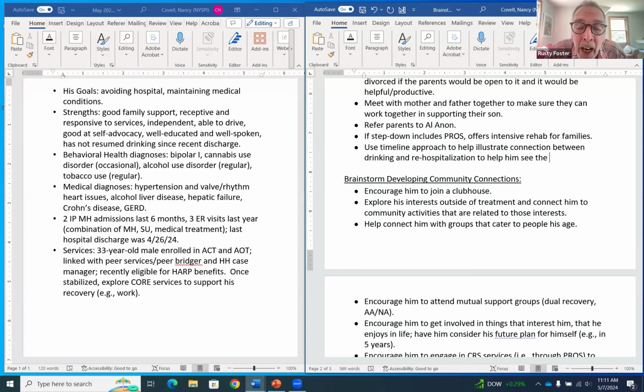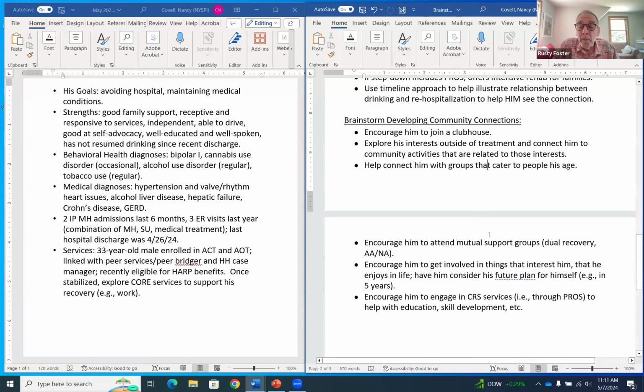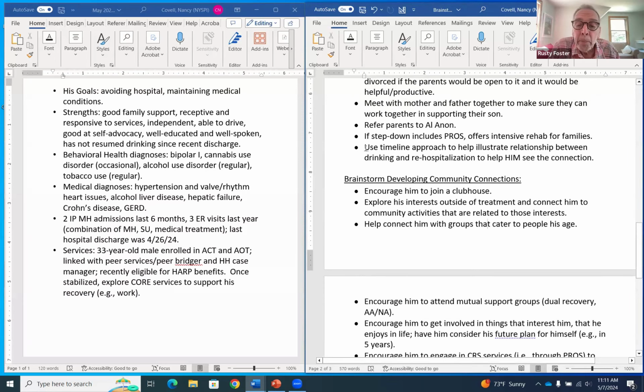Samantha said involvement with the PROS program and CRS services for engagement, education, skills development, etc. IR for family involvement, dual disorder treatment. And PROS programs, that's a terrific recommendation. So get him involved in a PROS program, which does lots of work with people with co-occurring problems. And they offer all of these kinds of services in a PROS program.